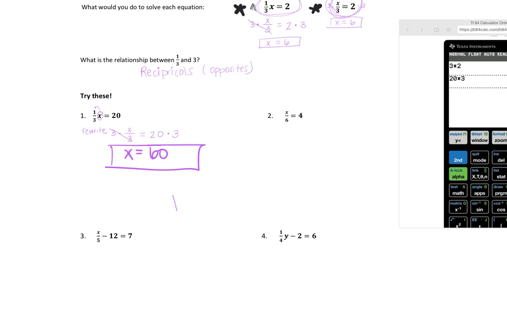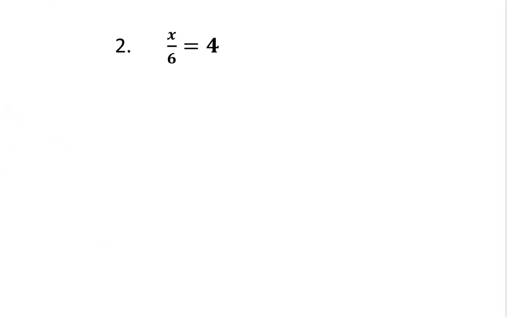All right, let's do example 2 next. X over 6 equals 4. Now, this one I am not going to rewrite. It looks pretty good to me. So all I'm going to do is look at the number that is in the bottom. The number that's in the bottom is 6 this time. So I'm going to try to get rid of that 6. I don't want a fraction on the left side. So I'm going to multiply both of the sides by 6.